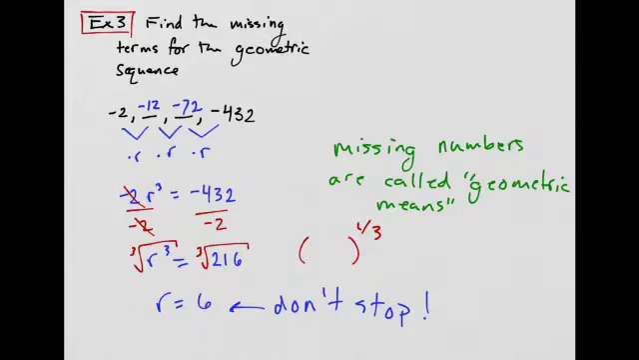It's almost the same as what we had before, except when we have a geometric sequence, they're called geometric means. The numbers in between. Super simple.